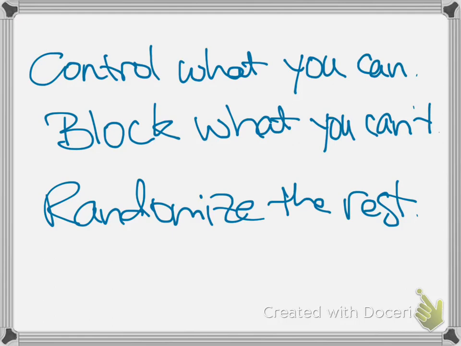Then you're going to block what you can't control, because then at least by blocking you can look at the data for each of those separate blocks, and you should be able to take note if there is any difference in your data as you were expecting. So control what you can, block what you can't, and then you're going to randomize the rest. And we've already talked about how using random assignments will even out any additional variability that's going to exist within your experimental units.